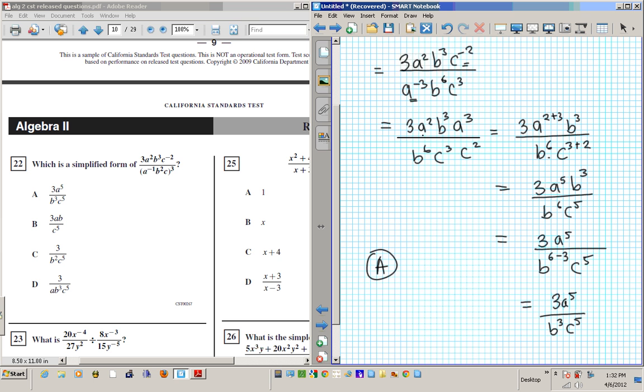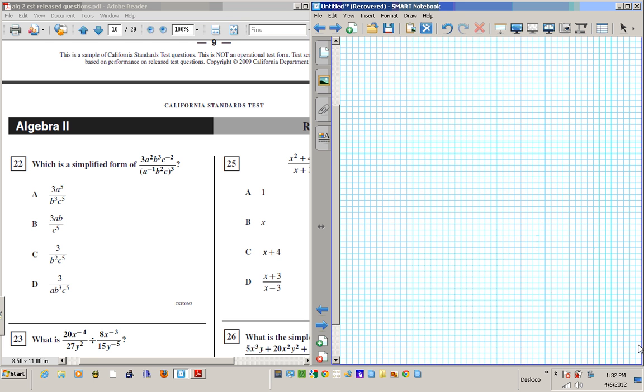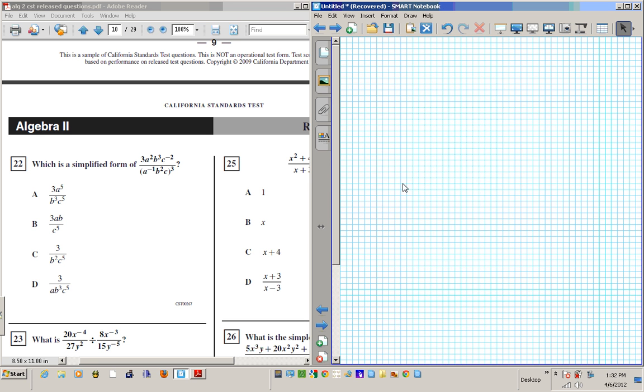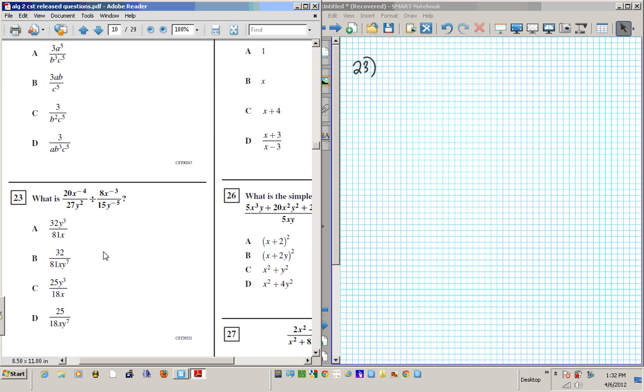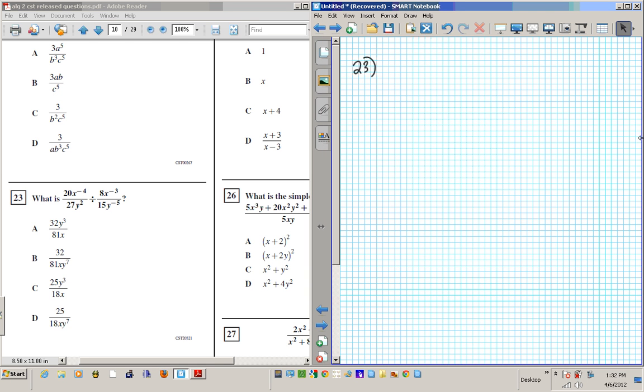Okay? Alright. Let's move on to question number 23. Alright, so for 23, like I told you, I like to resolve negative exponents first before I do anything. Okay, so if you look at this problem, you notice that we have negative exponents, so I like to fix that first. So let's write down the problem.